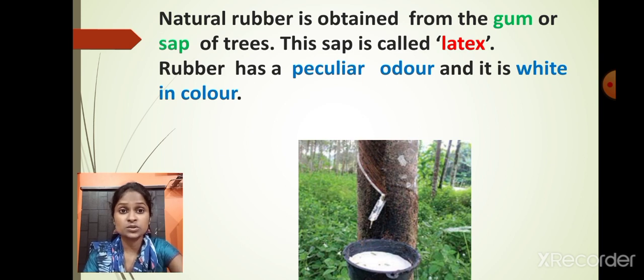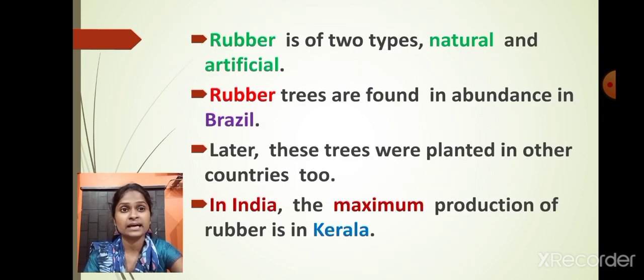So students, rubber is actually of two types. One is natural rubber and the second one is artificial rubber. So there are two types of rubber, natural one and artificial one. Actually, rubber trees are found in abundance in Brazil. So Brazil is famous for getting the rubber. The number of trees is more in Brazil, so Brazil is more famous for rubber.